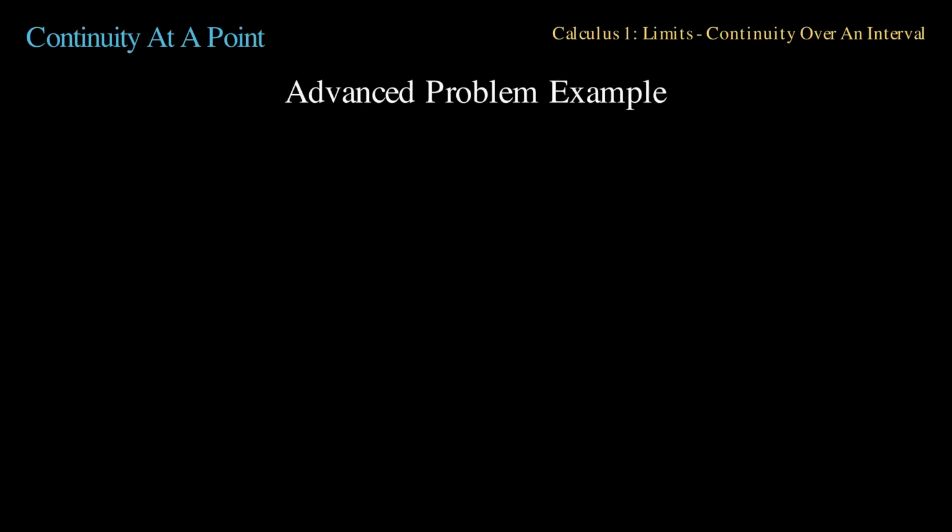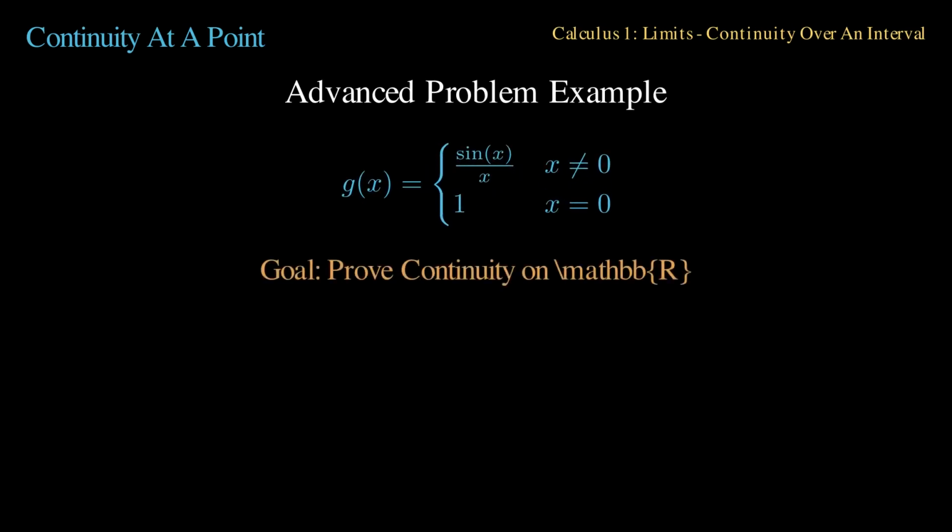Consider the function g of x equals sine of x over x for x not equal to 0, and g of 0 equals 1. We need to show that g of x is continuous. For x not equal to 0, g of x is continuous. Now, we check continuity at x equals 0.